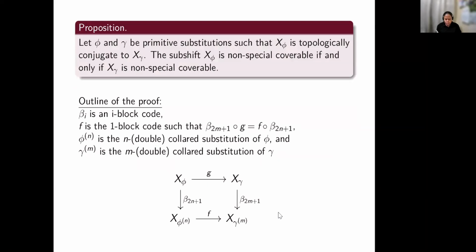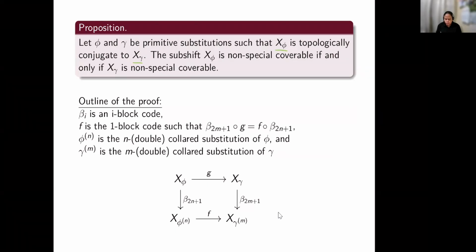Okay, so by looking at that special type of coverability, the non-special coverability, we were able to show that if we have two primitive substitutions, phi and gamma, such that their associated subshifts are topologically conjugate to each other, then one subshift is non-special coverable if and only if the other is non-special coverable as well. So here is an outline of the proof.